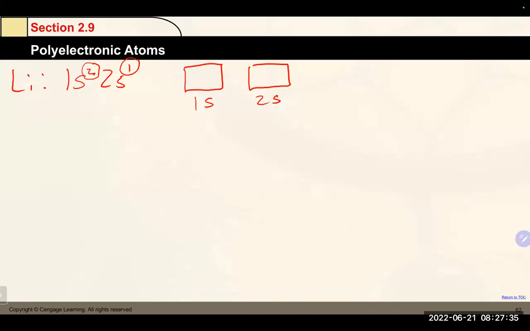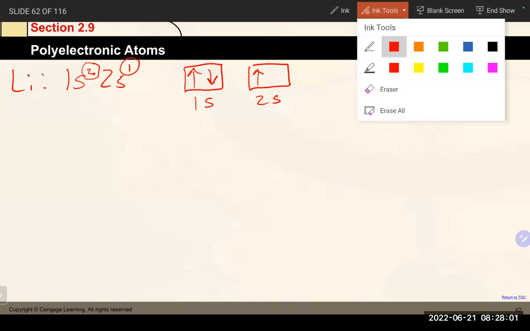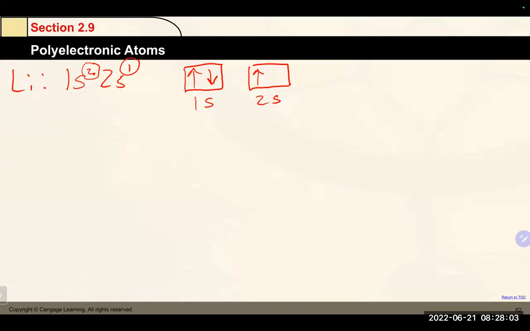Technically speaking, if you did it based on energy, the 2s should be higher in terms of location there. We would put our first electron into our 1s. Our second electron would go downward there, again having the opposite spin. Our next electron in the 2s would go in the upwards direction. At this point, we have our 3 electrons.